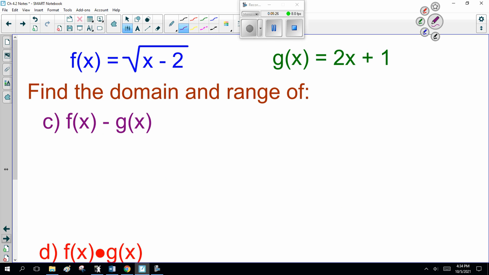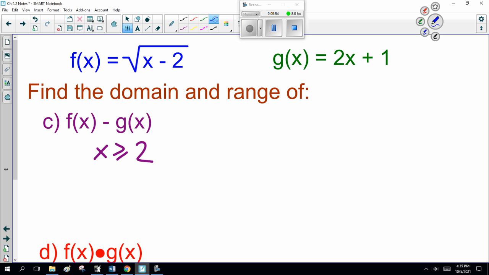So, moving on. f of x equals the square root of x minus 2, and g of x is 2x plus 1. Find the domain and range of f minus g. Well, as we were saying earlier, for f of x minus g of x, x is greater than or equal to 2. So that's going to be the domain. Right off the bat, I know that.